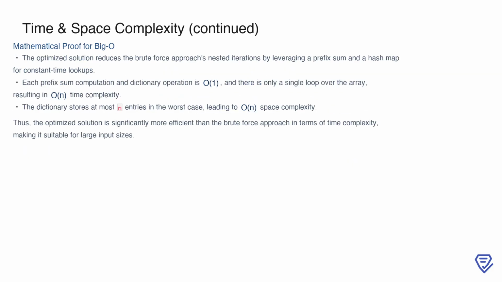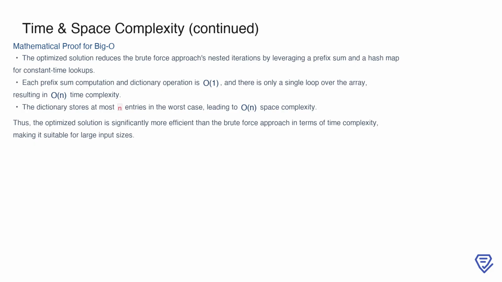The mathematical proof for the optimized solution's big O complexity lies in its use of a single loop and efficient data structures. By utilizing a prefix sum and a hash map, the algorithm eliminates the need for nested iterations. Each operation, whether it's updating the prefix sum, performing a hash map lookup, or inserting a new entry, is constant time, or O(1). Since the loop runs exactly n times, the total time complexity is O(n).